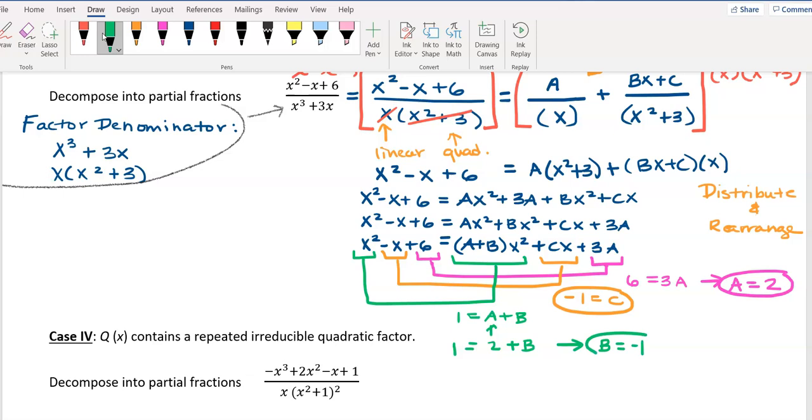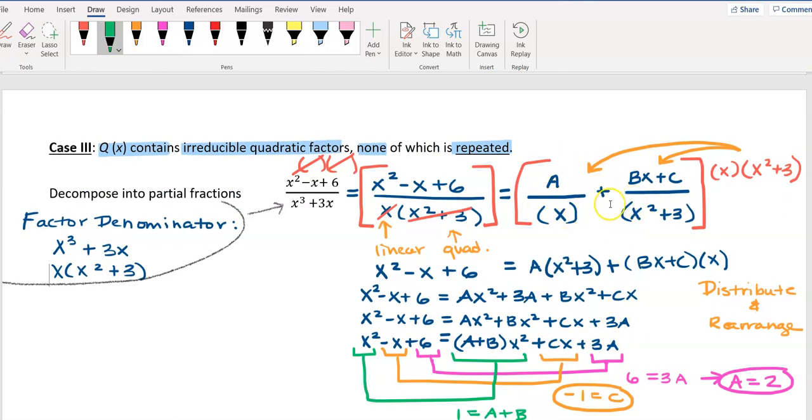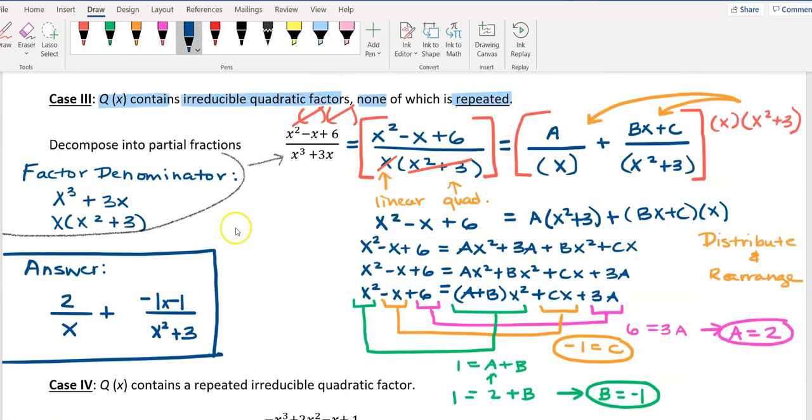I now have solved for each of the variables a, b, and c, and I can take these values and plug them back into the partial fractions that I had from the very beginning. So I took the a value of 2 and replaced that in the first fraction, and I took the b value of negative 1 and the c value of negative 1 and replaced it in the second fraction to give us our final answer here.